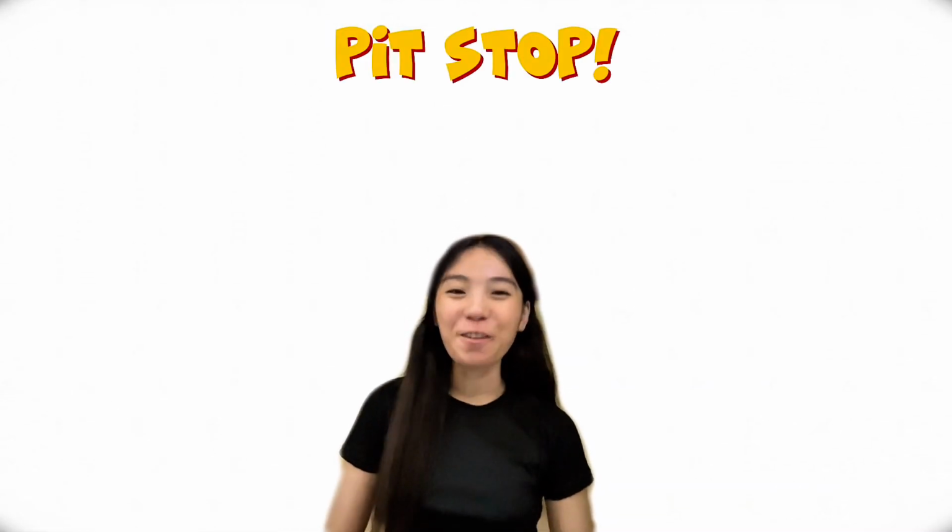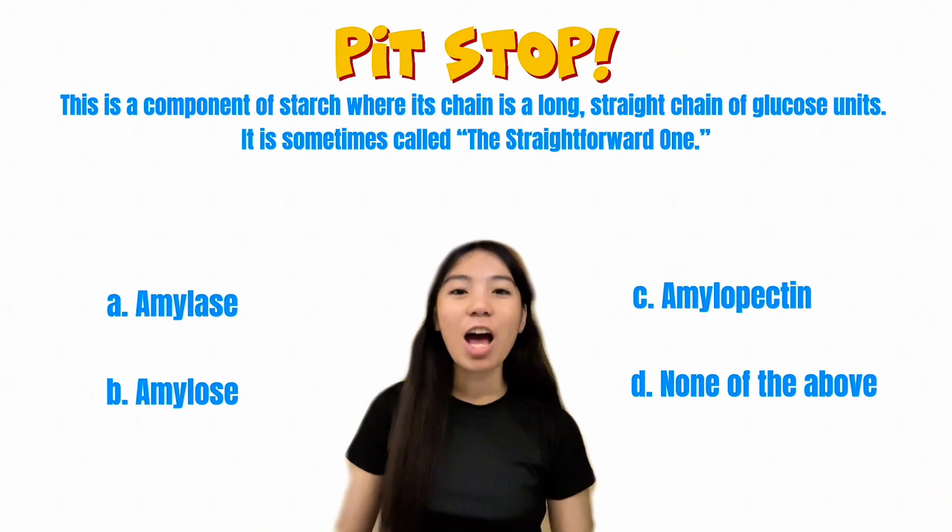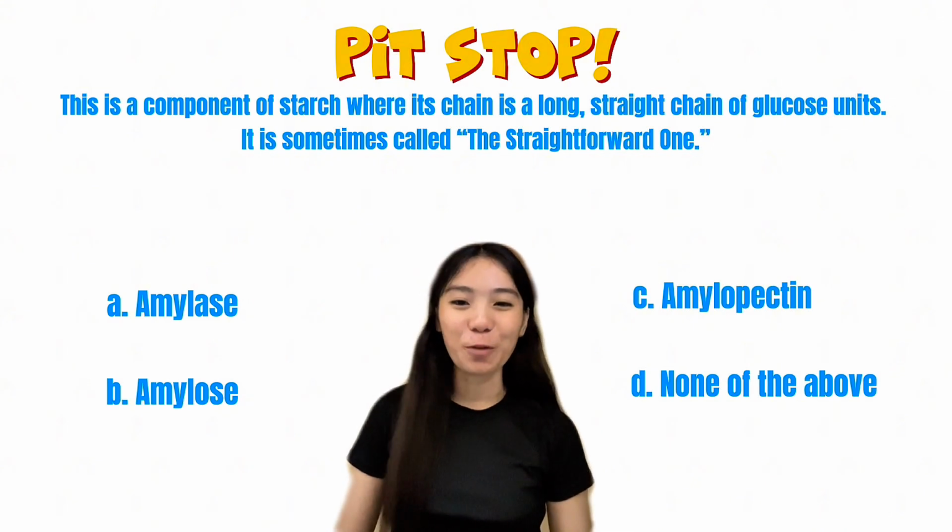Now let's have another pit stop. So the question is, this is a component of starch where its chain is a long straight chain of glucose units. It is sometimes called the straightforward one.